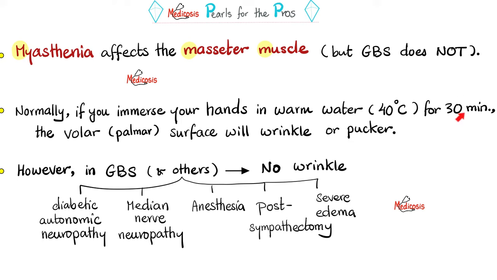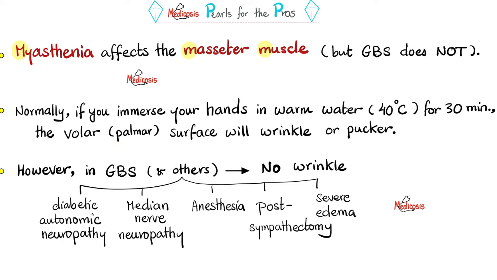And then take your hands out of the water. You will find that on the palmar surface of your hand, on the palm of your hand, especially on the fingers, they are wrinkled or puckered. However, this is usually not happening on the dorsum or the back of your hand. So why does it happen on the palmar surface of the hand but not the dorsal surface?